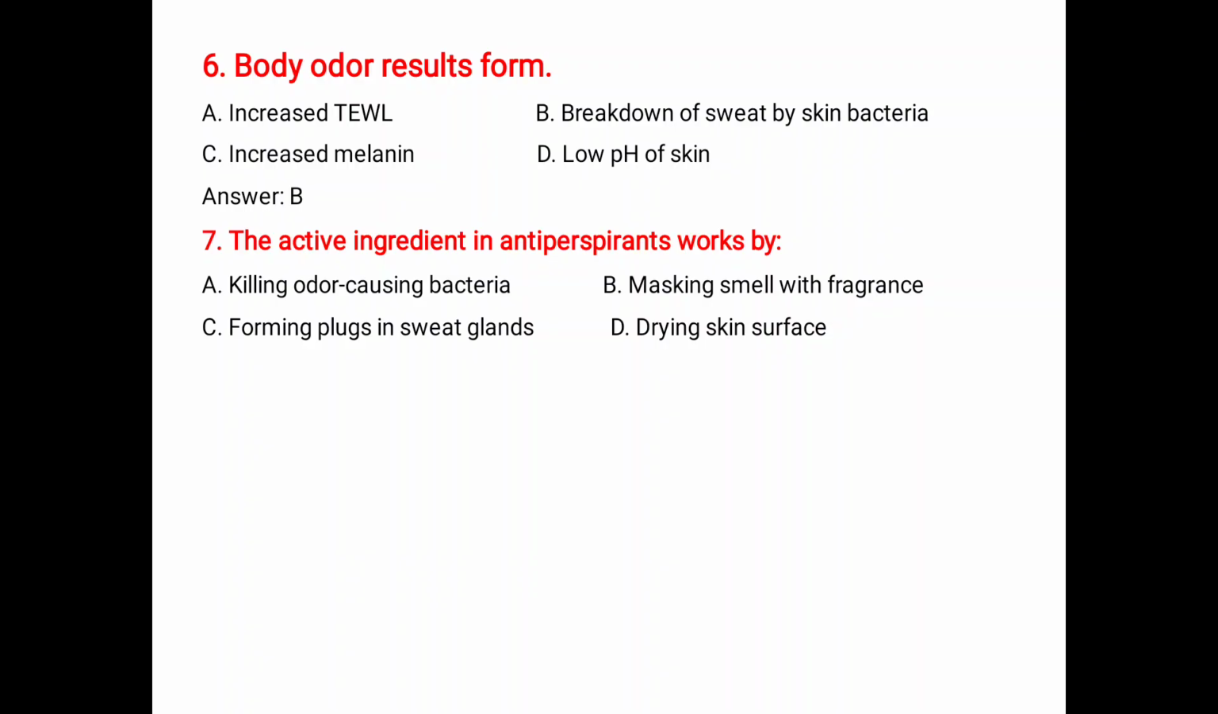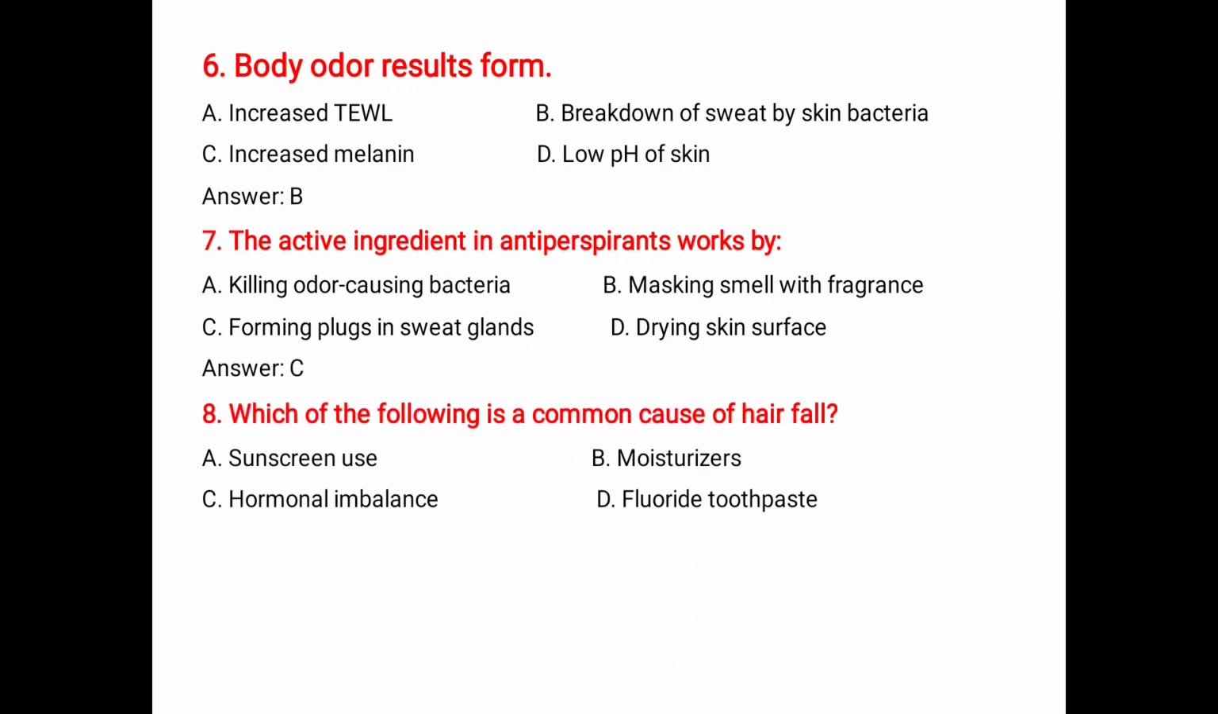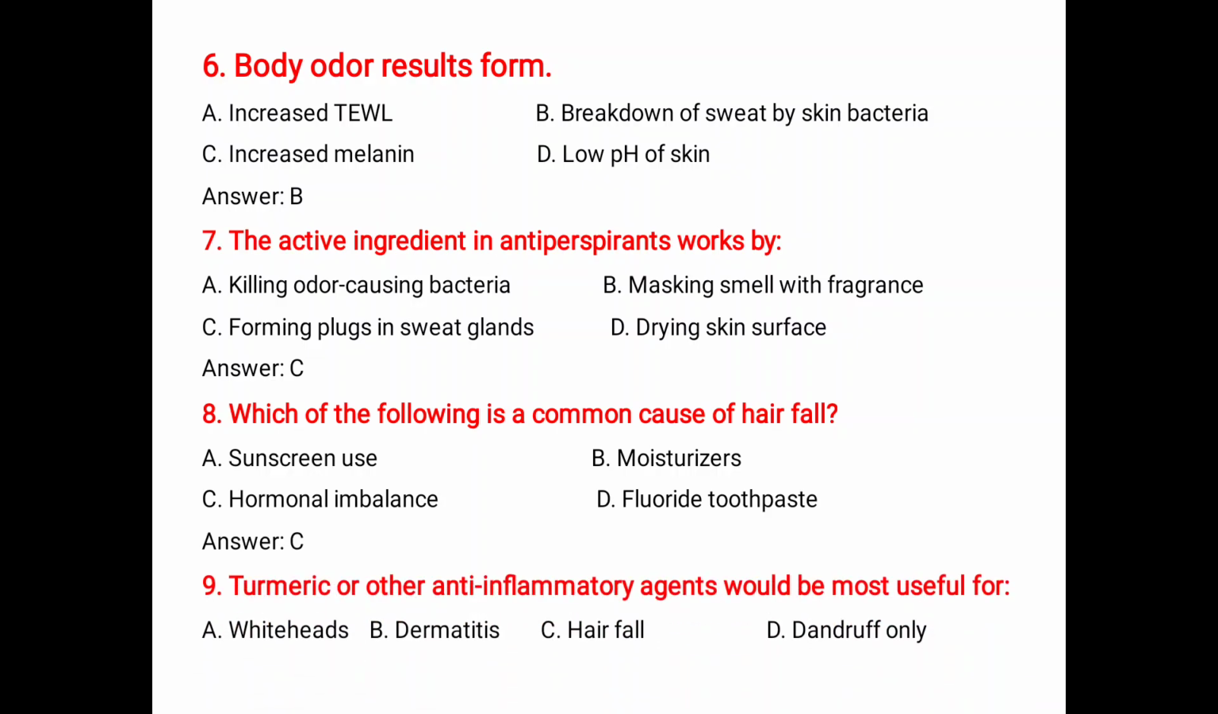Next, the active ingredient in antiperspirant works by A, killing odor-causing bacteria, B, masking smell with fragrance, C, forming plugs in sweat glands, and D, drying skin surface. Next, which of the following is a common cause of hair fall? A, sunscreen use, B, moisturizer, C, hormonal imbalance, and D, fluoride toothpaste. Next, turmeric, an anti-inflammatory agent, would be most useful for A, whiteheads, B, dermatitis, C, hair fall, and D, dandruff only. Dermatitis.